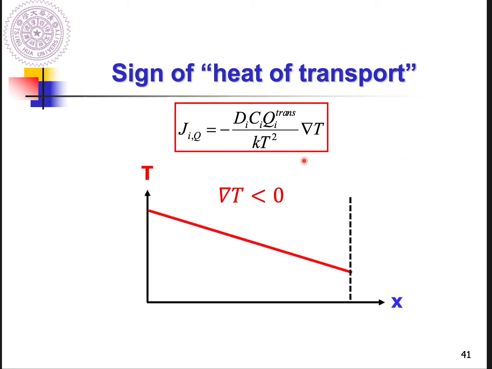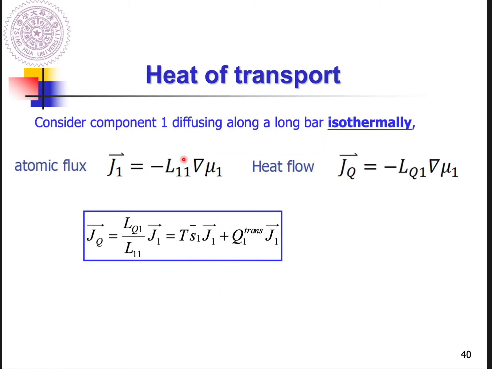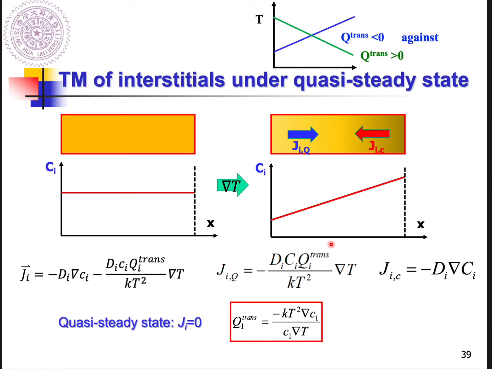Okay, so the next slide is going to focus on the sign of the heat of transport, and in this case we just copy the atomic flux driven by the thermal migration, and you get this equation, right? We copy this from where? From here. Okay. This term is directly driven by the temperature gradient.